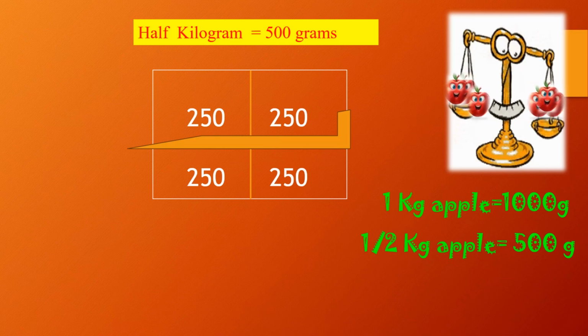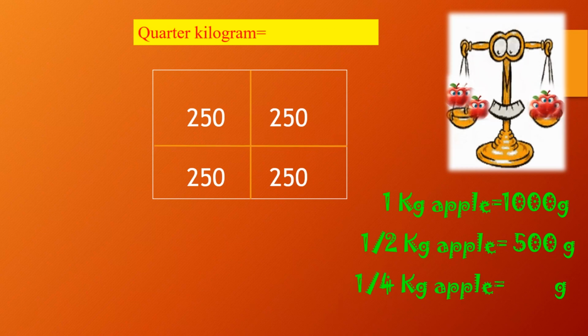Okay, so let's move on and find out what is quarter kilogram. Just quarter. 1 kg is 1000, half is 500. Quarter is just take 1 quarter. So how much is it? It's 250 gram. So quarter of 1 kg apple becomes 250 gram.